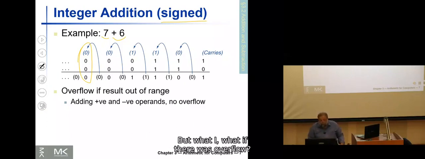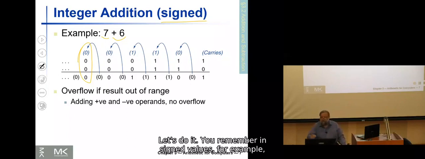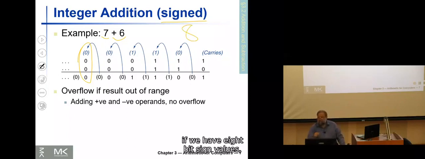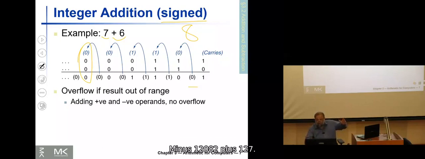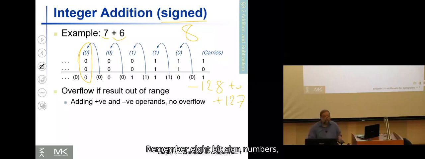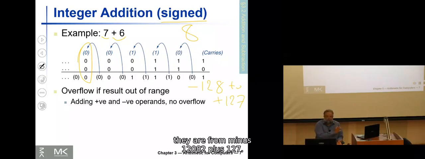But what if there was overflow? Let's do it. You remember in signed values, for example, if we have 8-bit signed values, what was the range of the numbers? It goes from minus 128 to plus 127. Remember? 8-bit signed numbers are from minus 128 to plus 127.